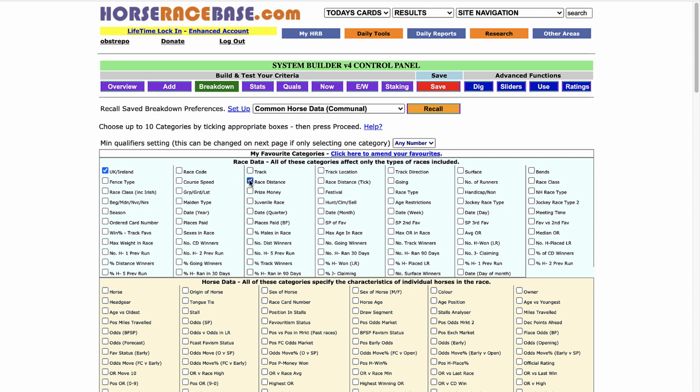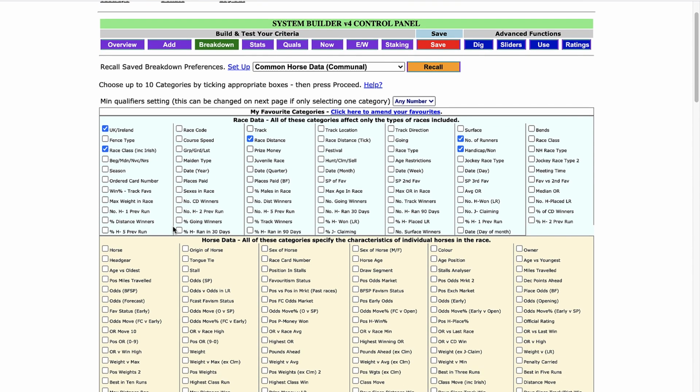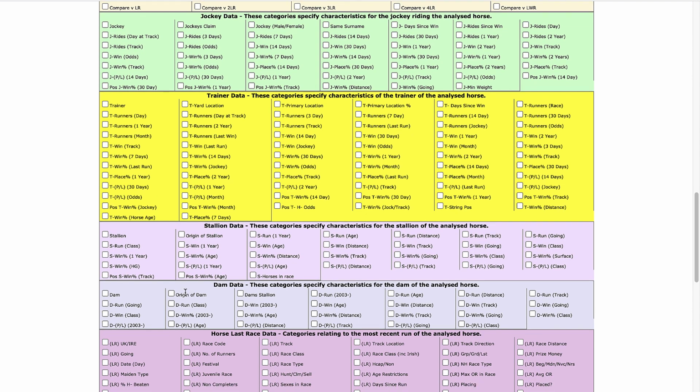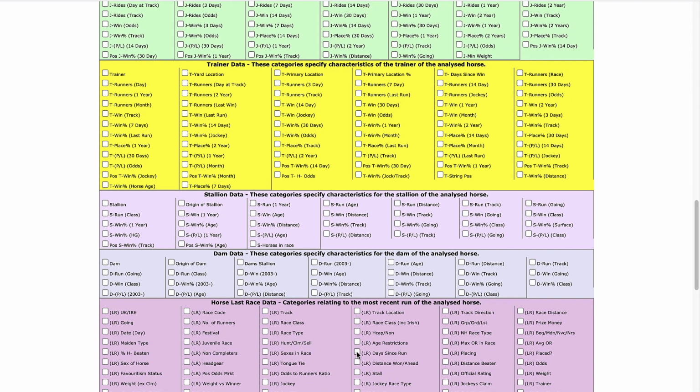Let's go for race distance, number of runners. I also have handicap or non-handicap type races. Race class. Now you can either include Irish races or you can just have race class for UK races if you prefer. So I'll do a few of their race data. Go down to the horse data. Select headgear, sex of the horse, horse's age. I also like to include Betfair starting price. So that's 9, and I'd like to include days since the horse last ran. So that's my 10 categories.